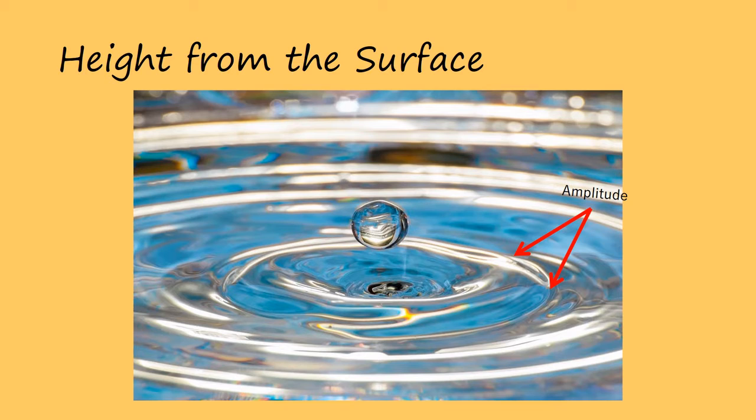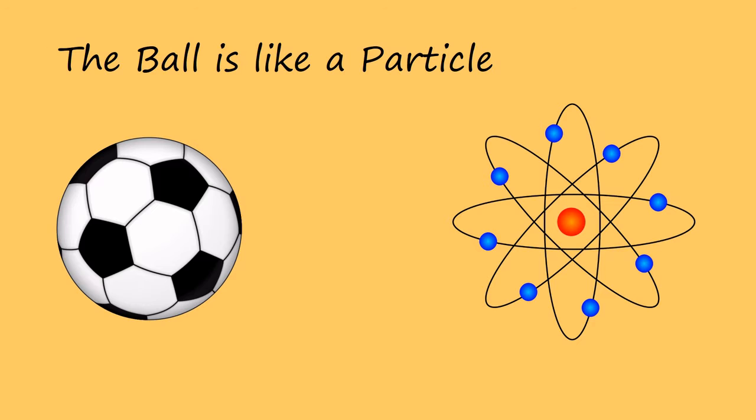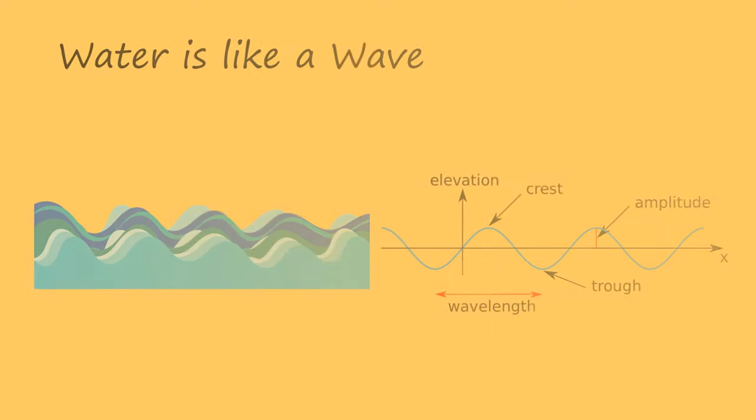The entire quantum world has properties similar to these. Some things are like the ball, while other things are like the water. We call things like the ball particles, and things like the water waves.